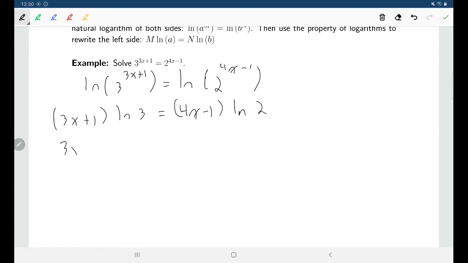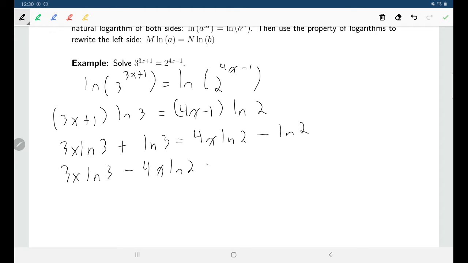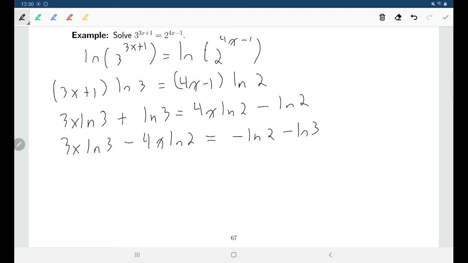Just going to expand what we have on the left side: 3x natural log of 3 plus 1 times natural log of 3. On the right side, we'd have 4x times natural log of 2, and then minus 1 times natural log of 2. To finish the solving, I'll bring everything with x's to one side: 3x natural log of 3 minus 4x natural log of 2, and I'll bring the natural log of 3 to the other side. There we go. And then I can just factor out the x on the left side.